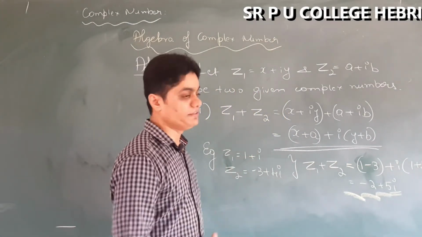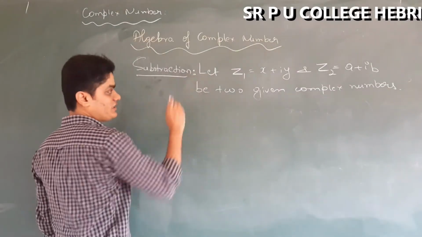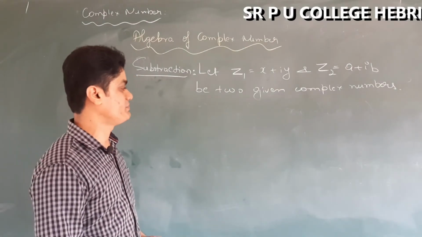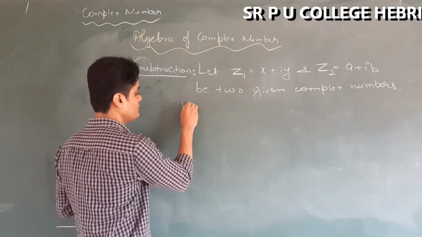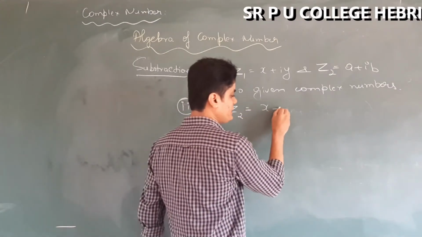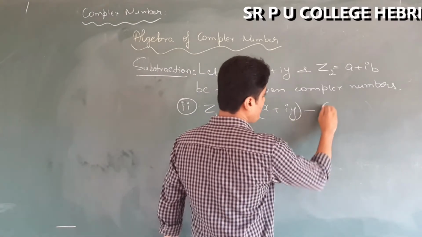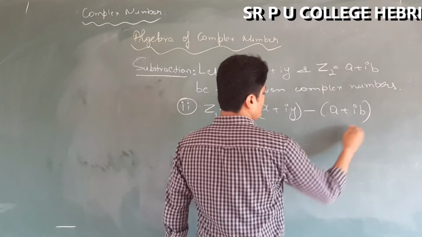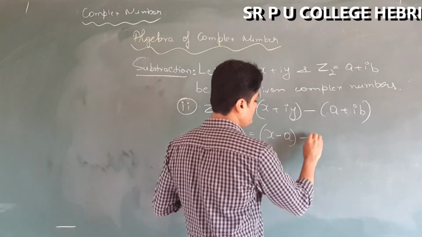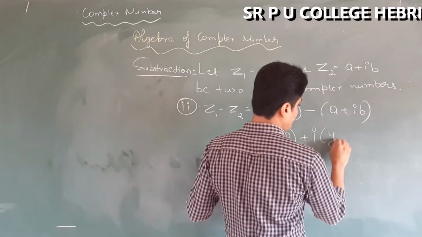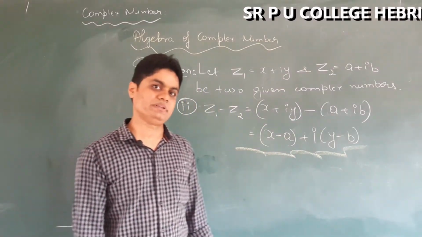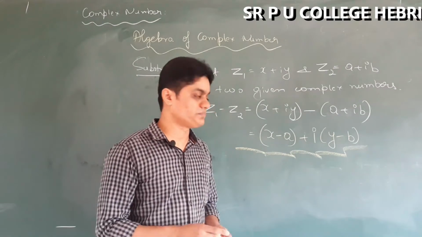So in the same way I can define the subtraction also. So the next algebra of complex numbers is subtraction. Let z1 is equal to x plus iy, z2 is equal to a plus ib be two complex numbers. Then z1 minus z2 is, similar to addition, x plus iy minus a plus ib. What do we do? If you want to subtract two complex numbers, subtract the real part, plus i into subtract the imaginary part. This is the procedure to subtract two complex numbers.